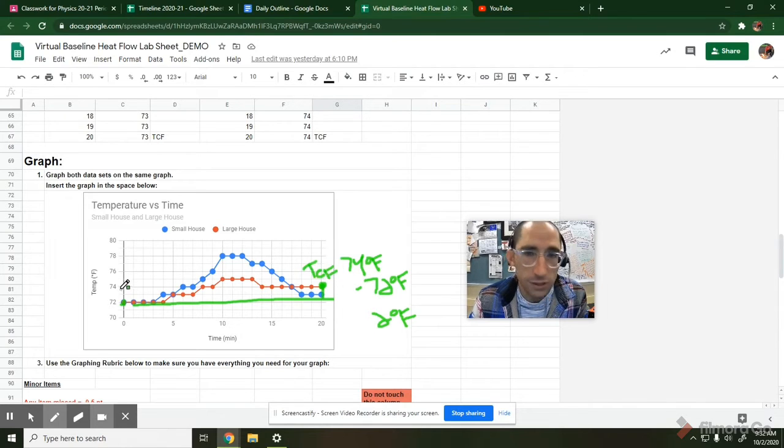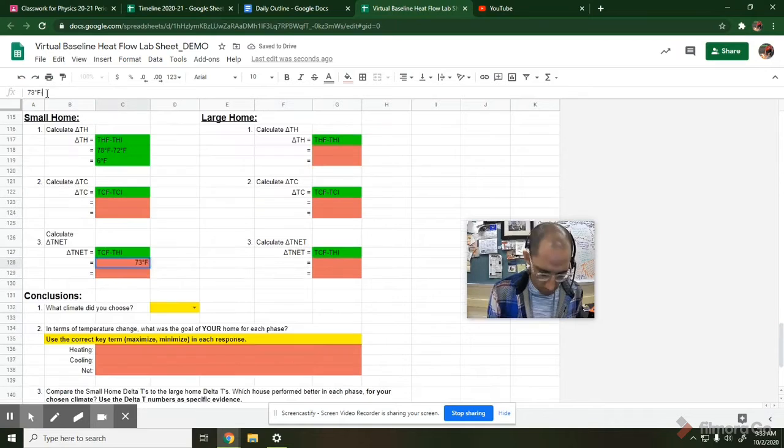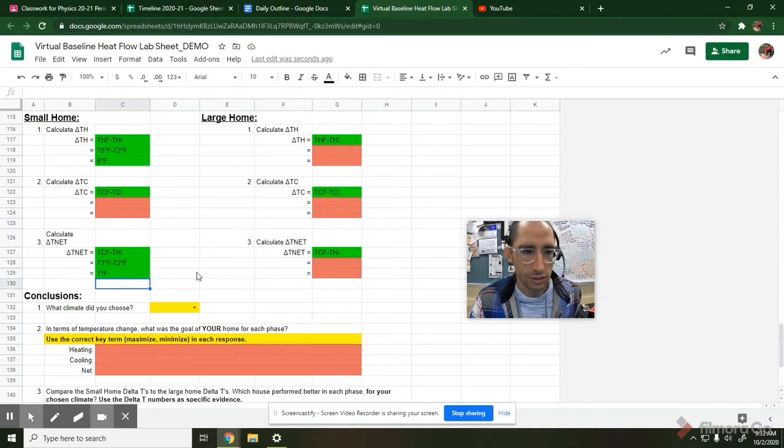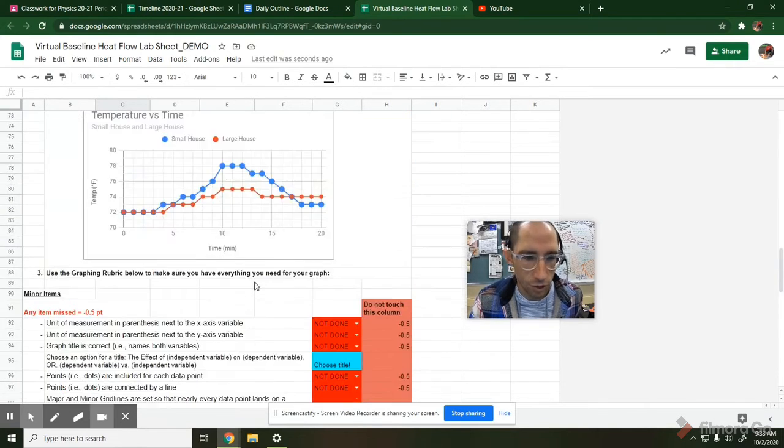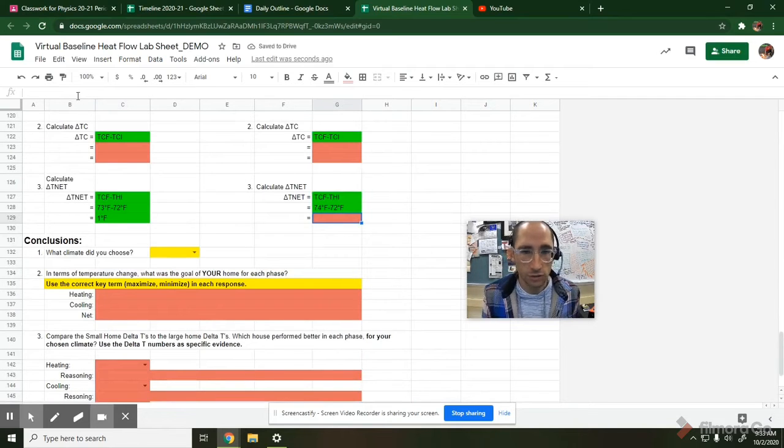All right, and the very first temperature is the very first heating temperature, THI. So it's TCF minus THI. Minus 72. Well, I did it again. Net change for the small home of 1 degree Fahrenheit. For the large home, net temperature change of 2.